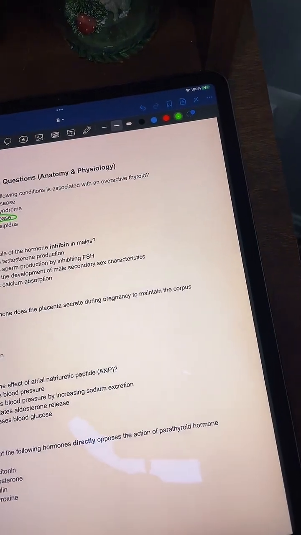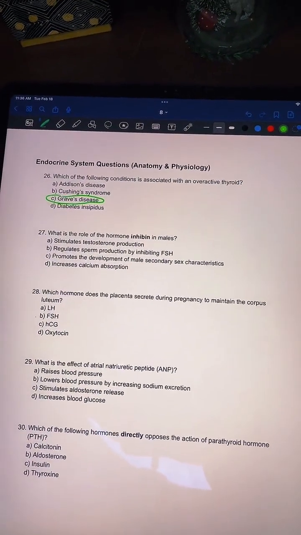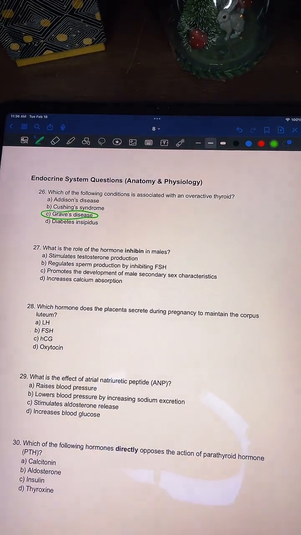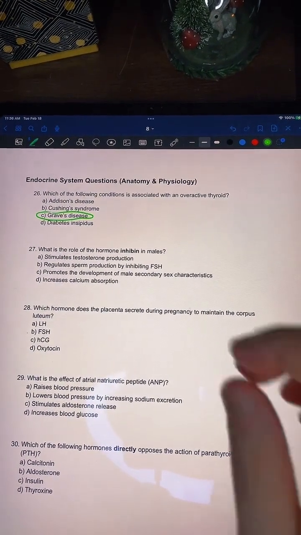Oops, I hit my thing. So sorry about that, guys. I keep doing that. My stand is kind of in the way. Hopefully that didn't mess it up too much.